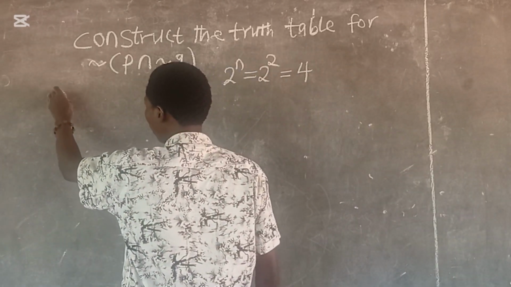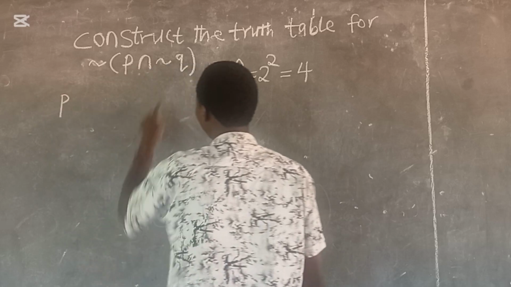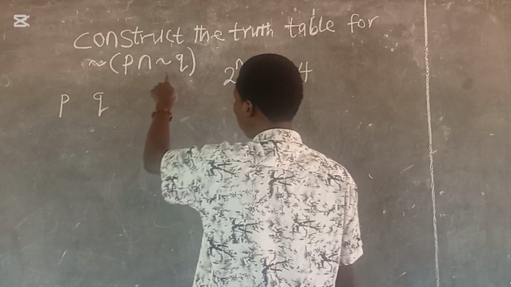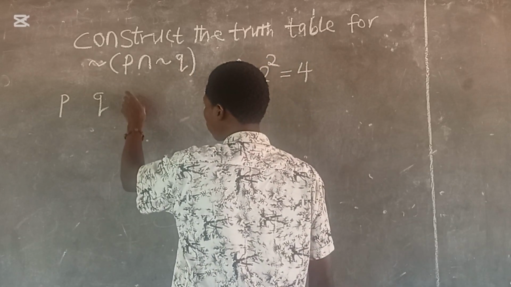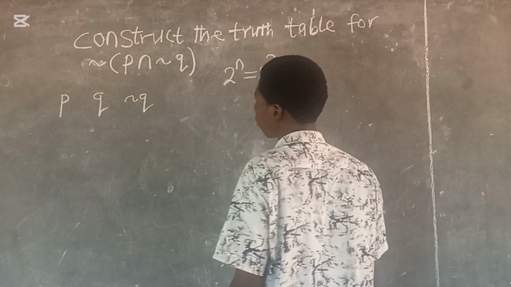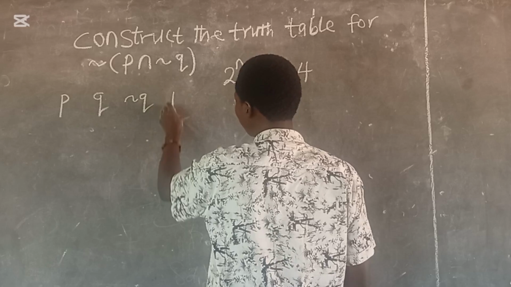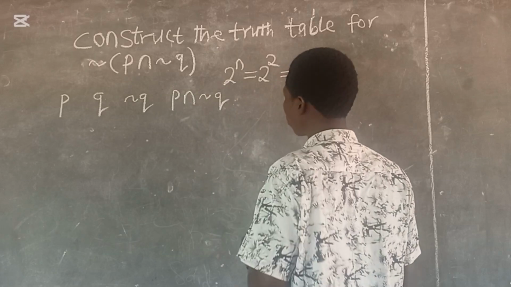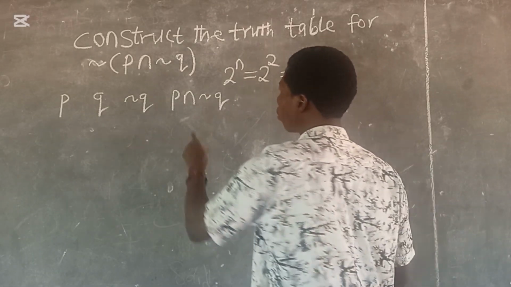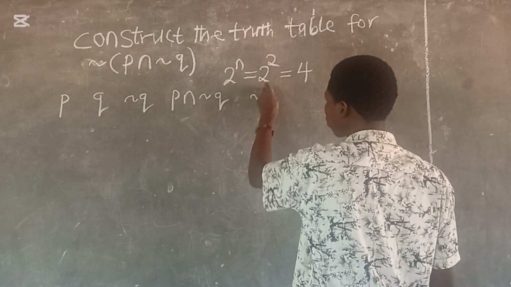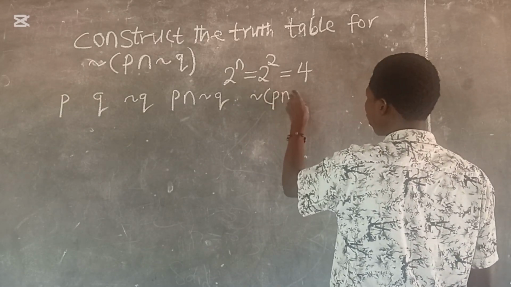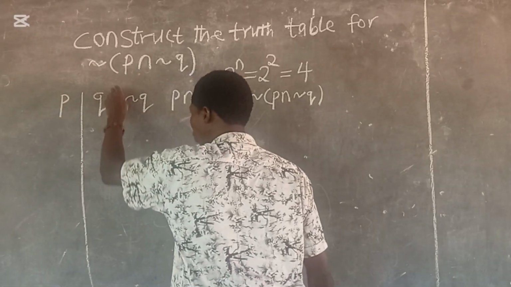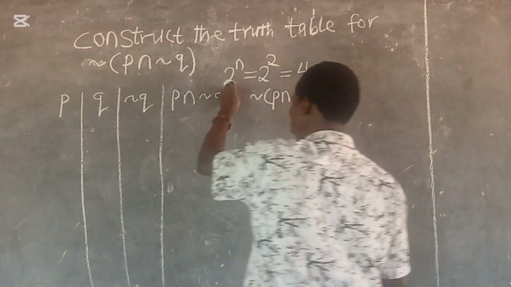The table, we can have something like this: we have P, and this is our Q. After we have our P and our Q, we have our not Q. Then after that one, we have P and not Q. After P and not Q, then we have the whole: not (P and not Q). Then we can roll our lines.